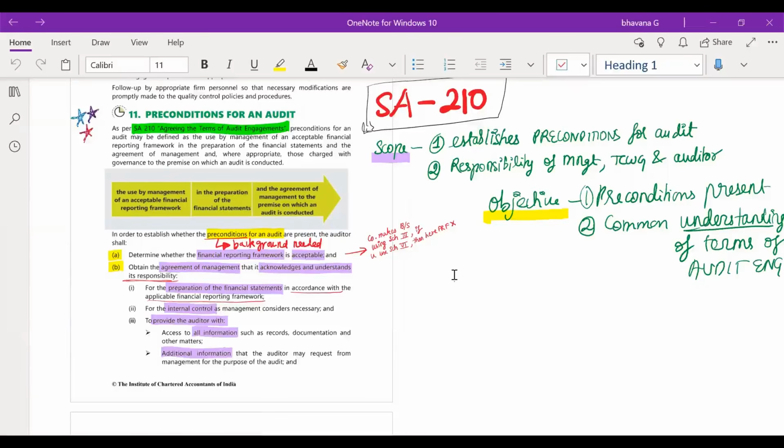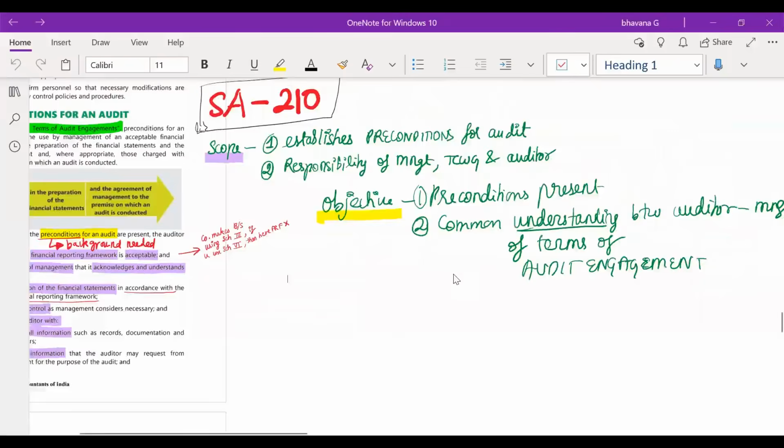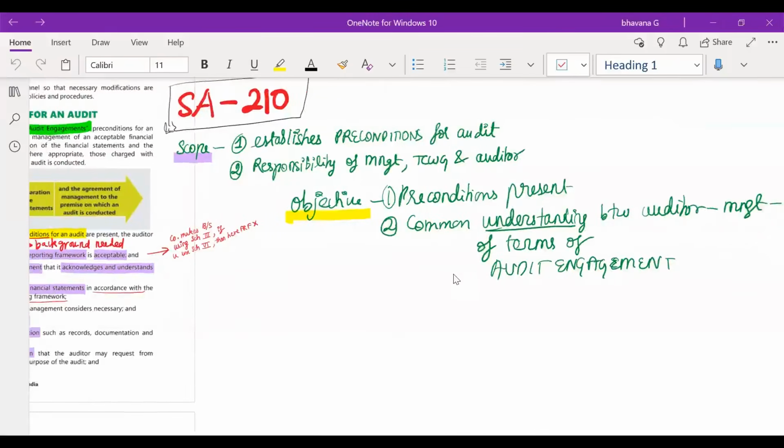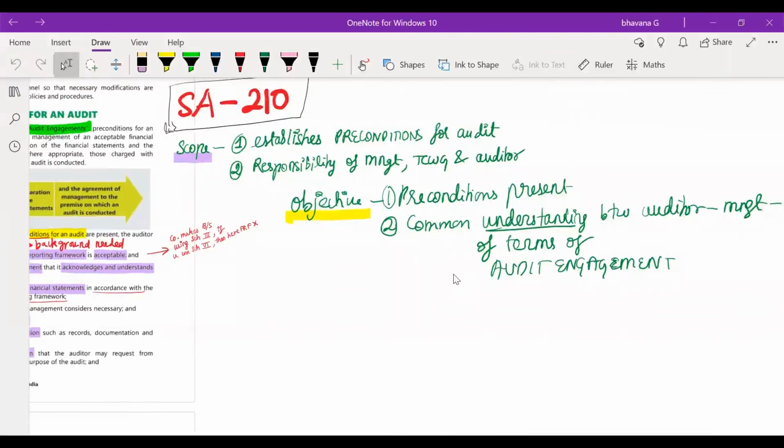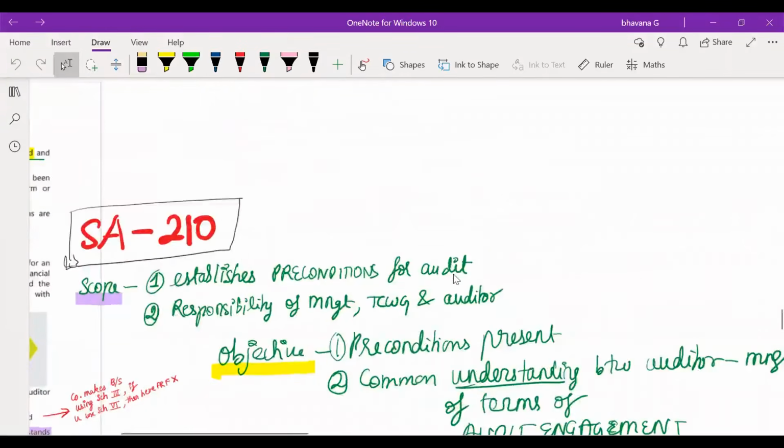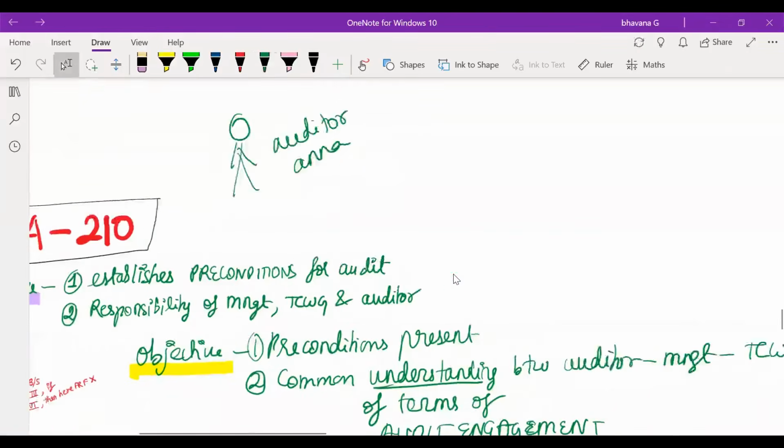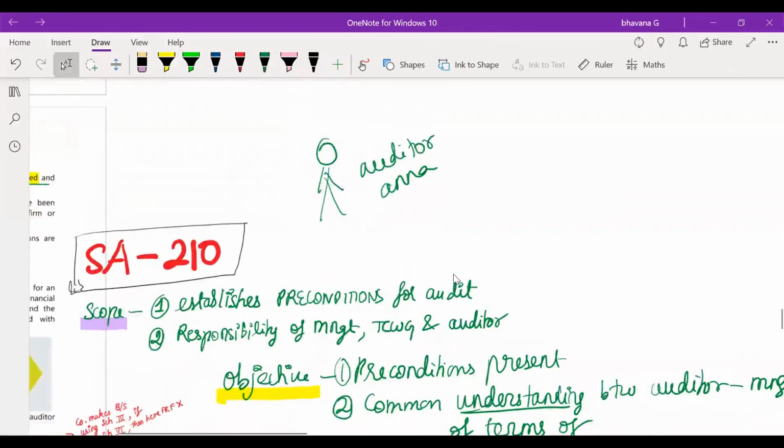So now we are going to start with preconditions for an audit, SA 210. Okay, now first we'll understand what this SA 210 is trying to tell us. So what happens? This is our auditor Anna.